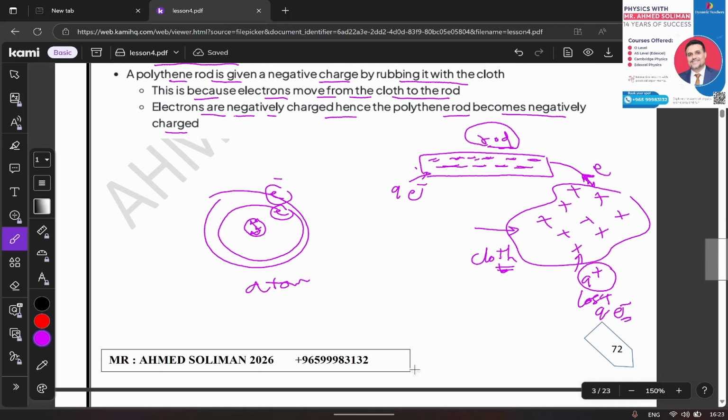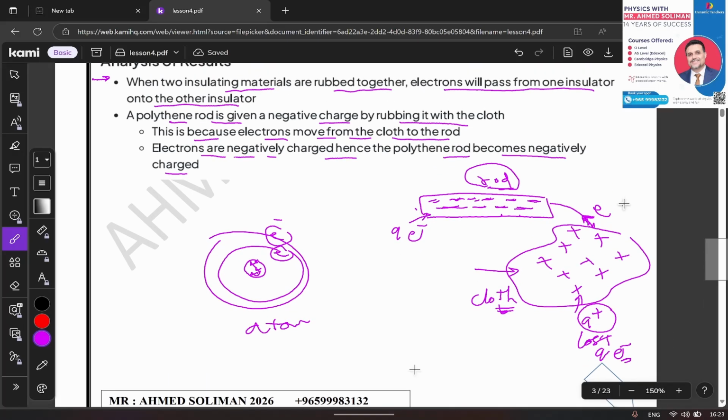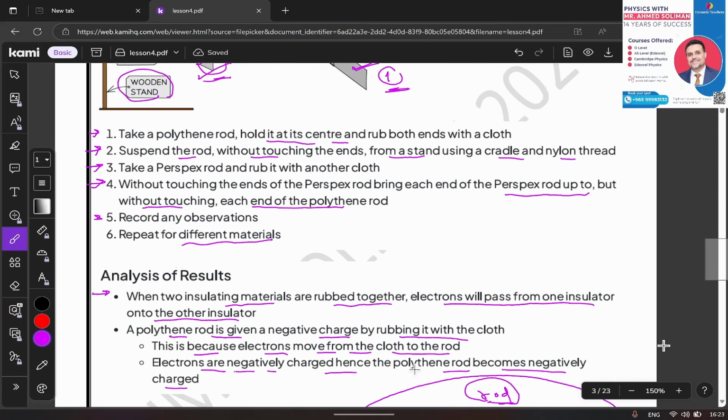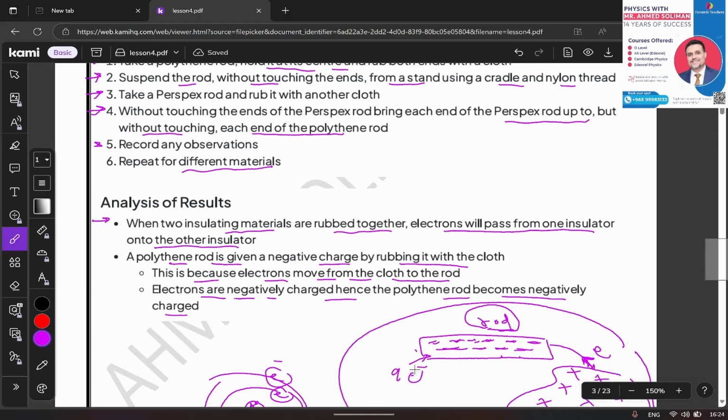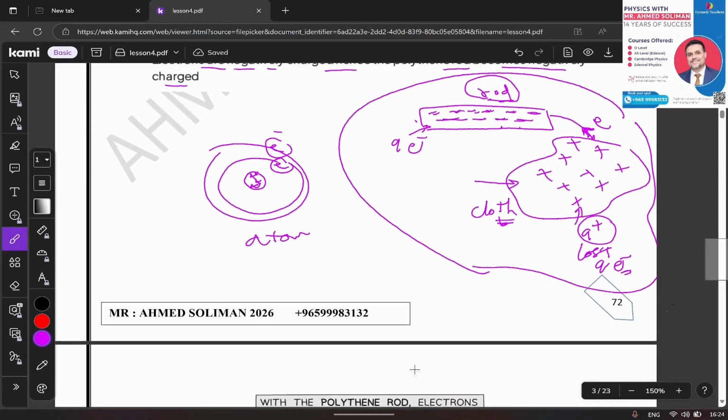Now, what is the type of force between the rod and the cloth? Because they have unlike charges, one positive and one negative, they will attract each other. So now I explained how the rod becomes a charged object. If you want to ensure that the rod is charged or not, you have to bring it closer to a charged object. If it is attracted or repelled, it means it carries a charge. Okay, this is the experiment.